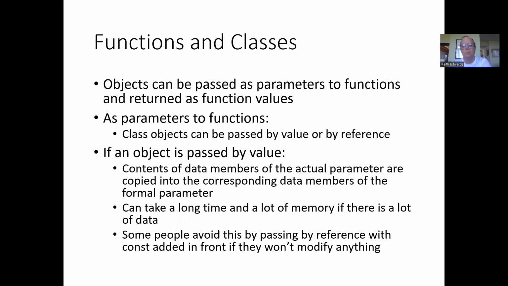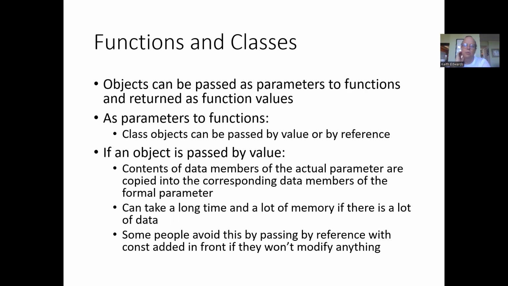Objects can be passed as parameters to functions, and they can be returned as function values, just like structs. As parameters to functions, they can be passed by value or passed by reference. If it's passed by value, then we make a complete independent copy of it. And that can take a long time and a lot of memory if there's a lot of data.